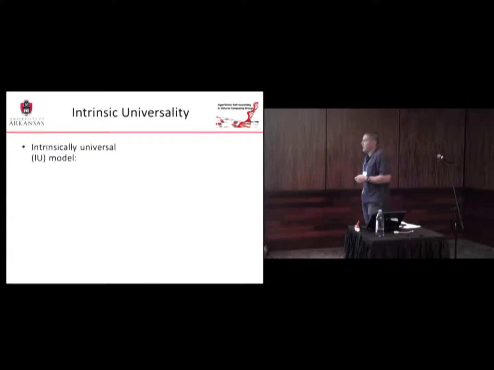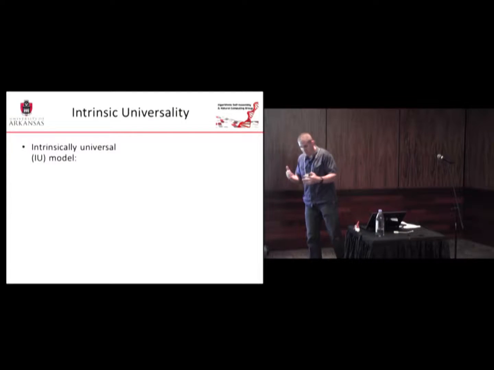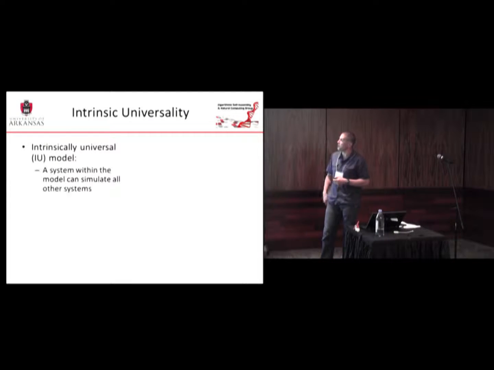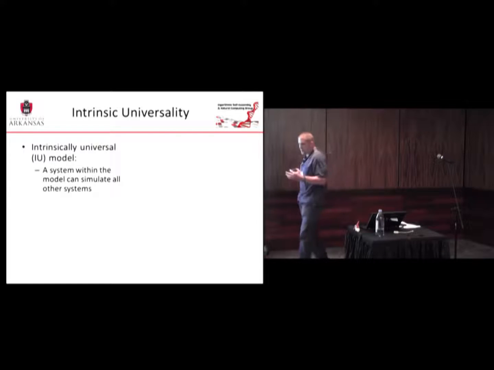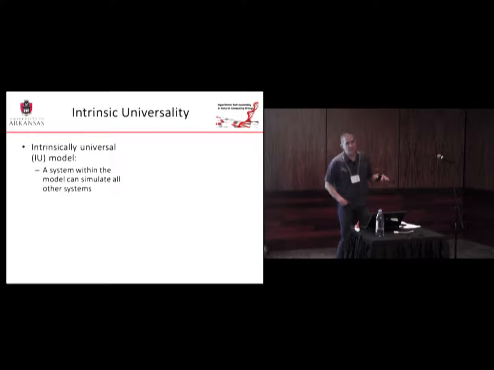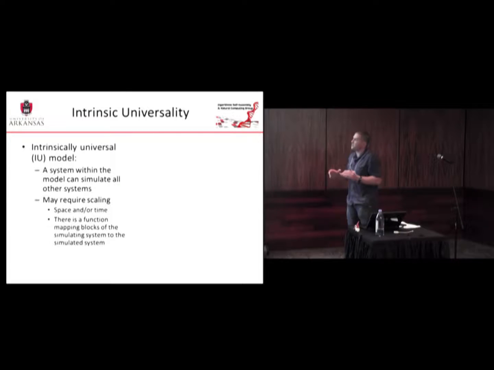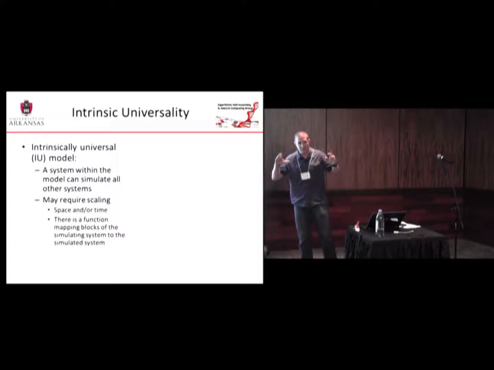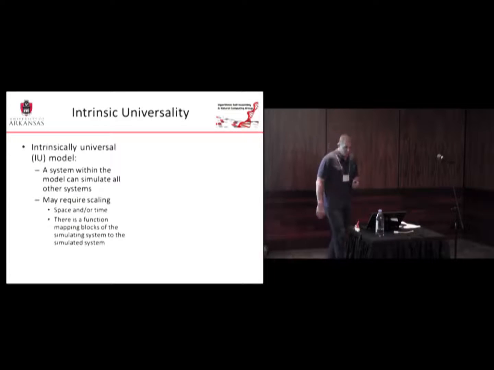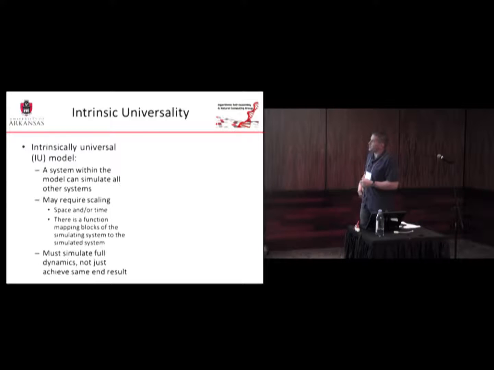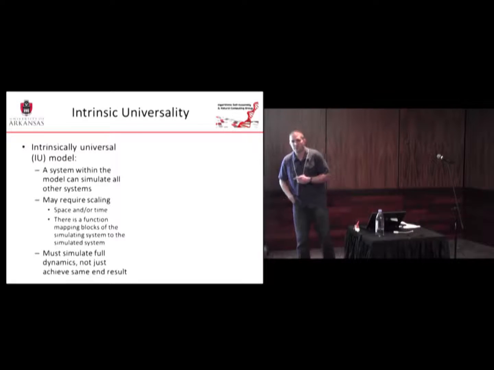Intrinsic universality, I'll define in terms of models. We'll say an intrinsically universal model is one in which there's some system in that model that's capable of simulating all other systems within that model. The simulation might require scaling, and that could be a space or time-based scaling. But there has to be some function that maps blocks of the simulating system to individual components of the system that's being simulated. And the really important thing of intrinsic universality is the fact that the dynamics of the simulated system have to be simulated.